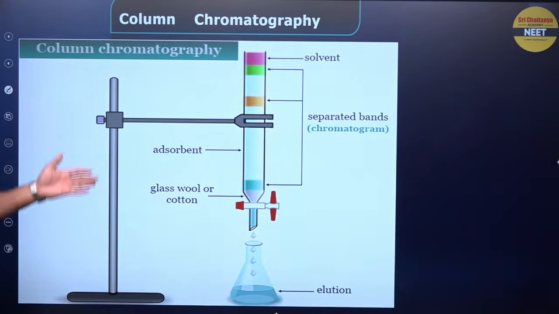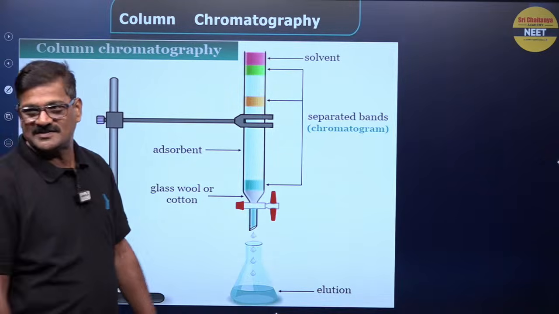So column chromatography, I already explained, this is how the column chromatography setup is seen.